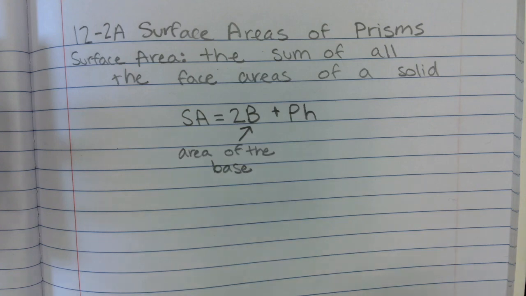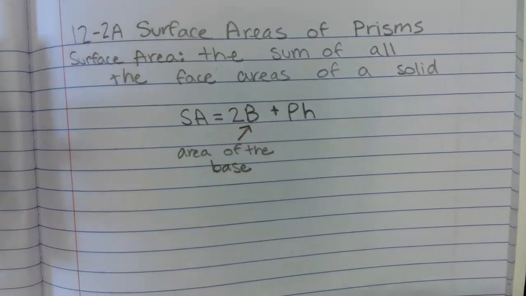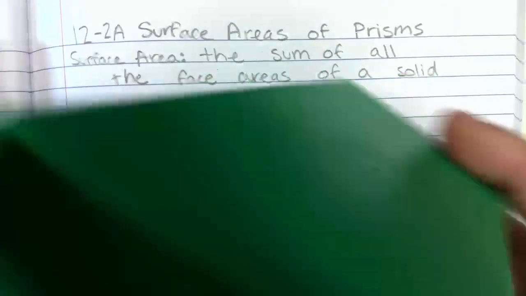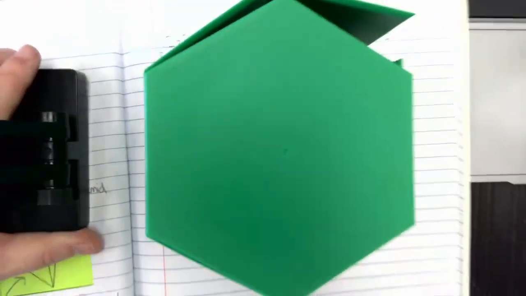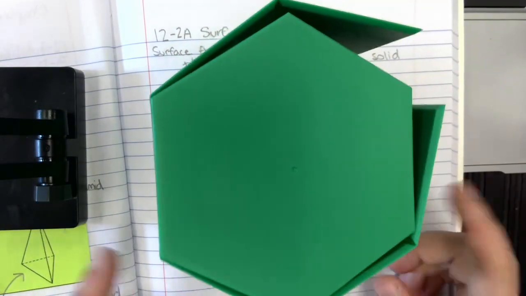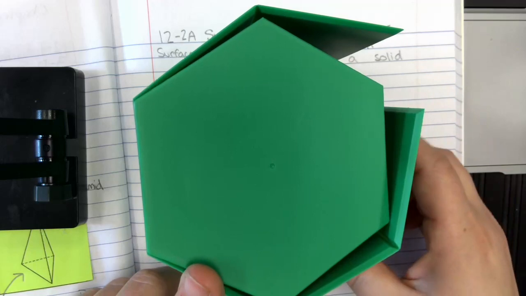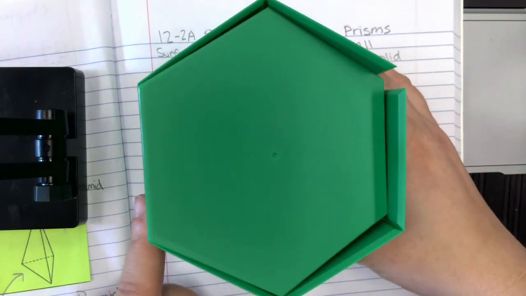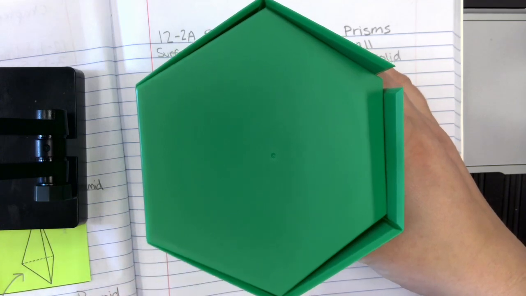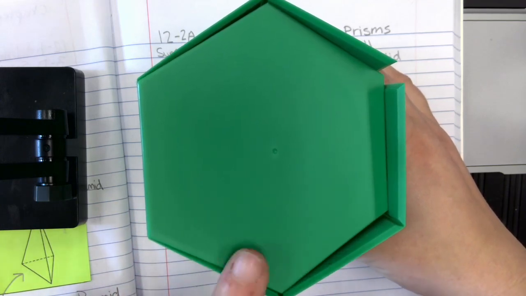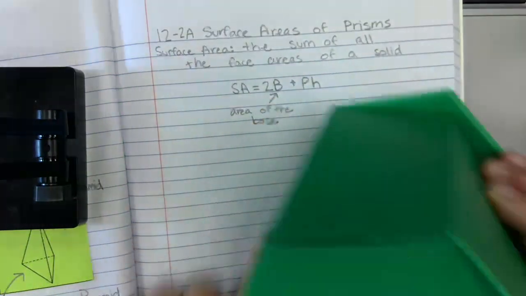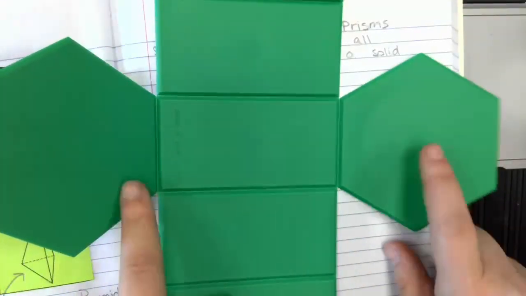Maybe. All right, how come we have 2B? When I look at my hexagonal prism, why do I have 2 of the hexagon areas? Why do I have 2 bases in my area? Why is it 2 times base? Yeah, because there's 2 of them. When we opened it up, how many hexagons are there?